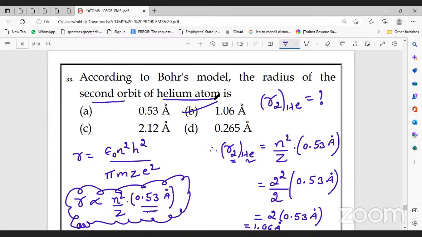So students, you have to be very careful while writing the radius or velocity or total energy for hydrogen-like atoms. Other than hydrogen, for helium, lithium, beryllium, if they are asking you to write the formula for the radius or velocity or total energy, you have to be very careful. You have to remember this formula for radius. It is valid for any orbit number and for any atomic number, that means for hydrogen-like atoms.